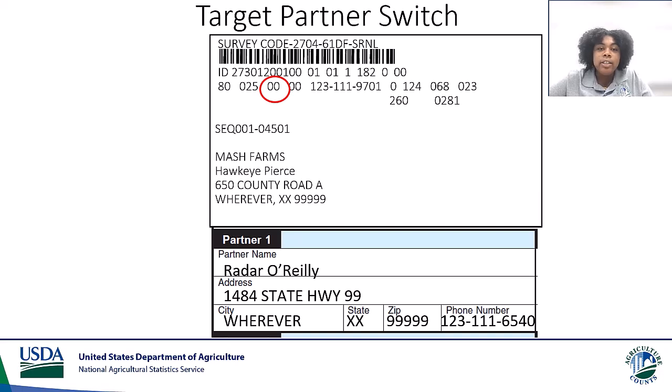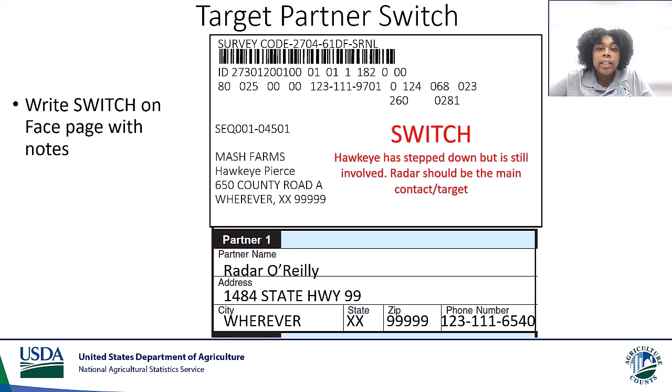If you have this situation, here's how you handle it for your ARMS 3 survey. Write switch on the face page of the survey with a note stating that Hawkeye has stepped down but is still involved. Radar should be the main contact for the target. Since Hawkeye is still involved, complete the ARMS 3 survey.